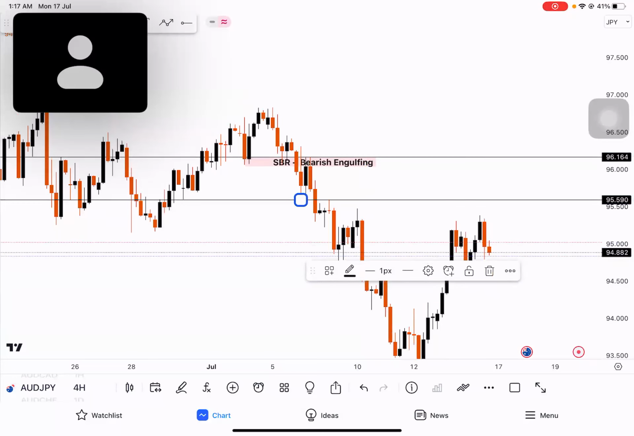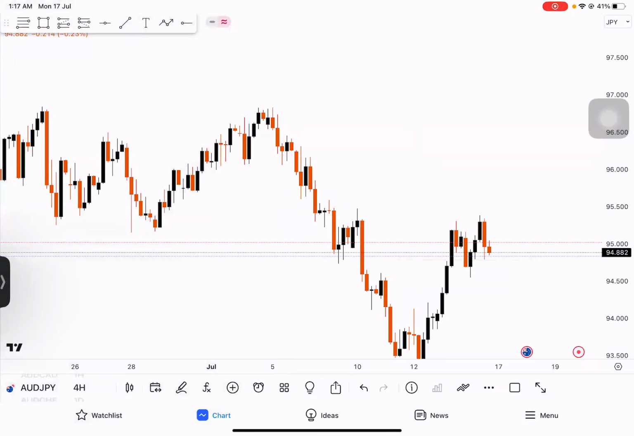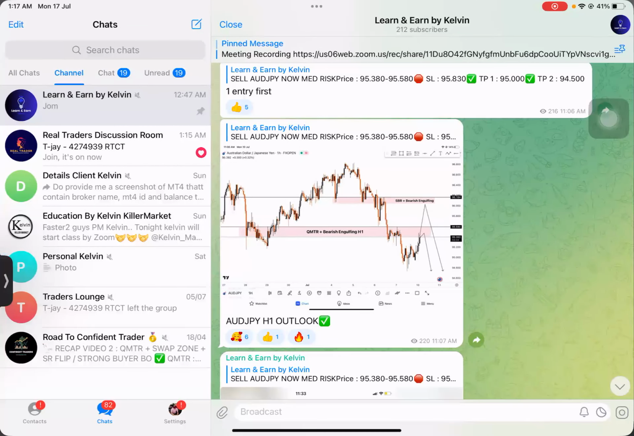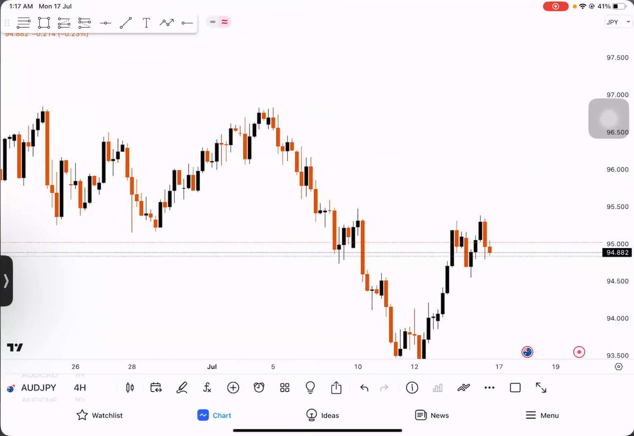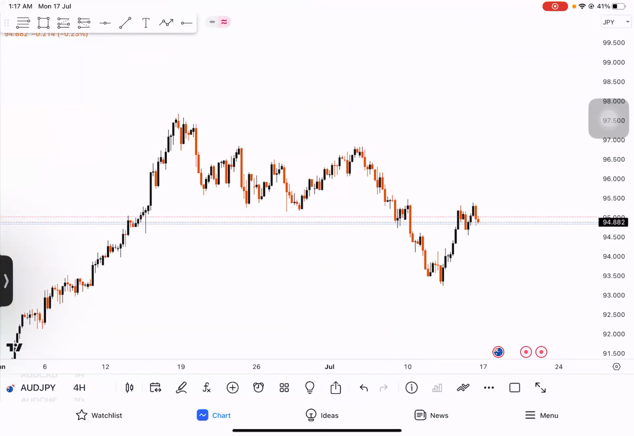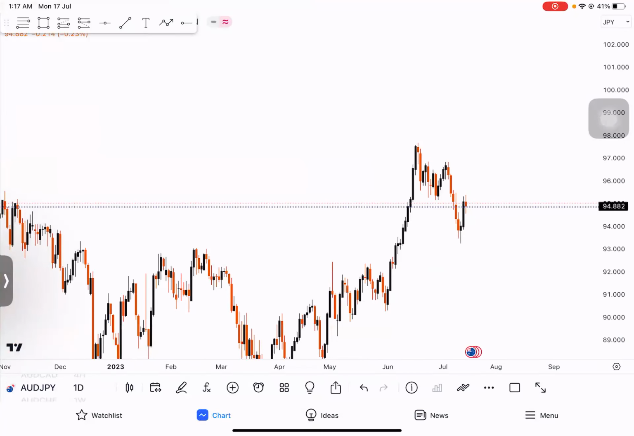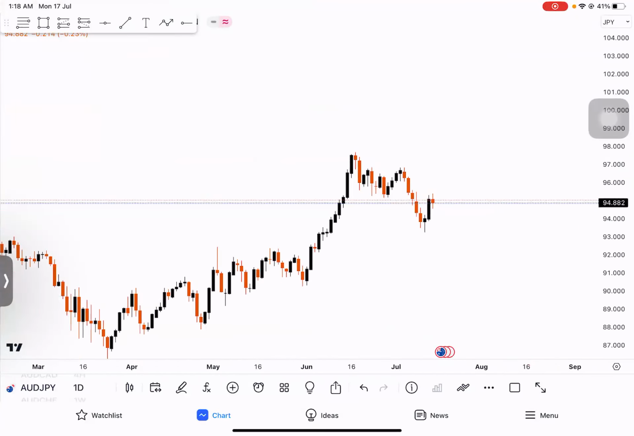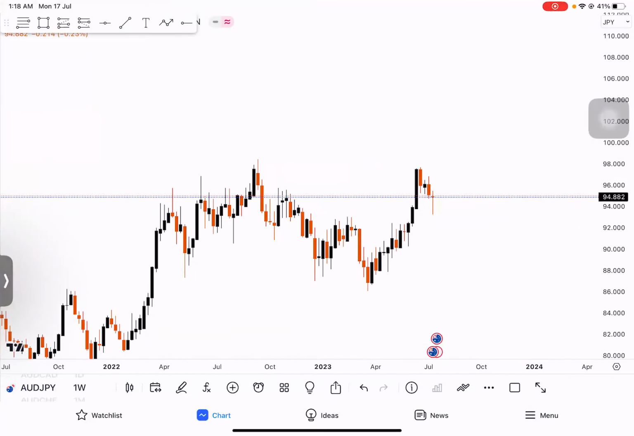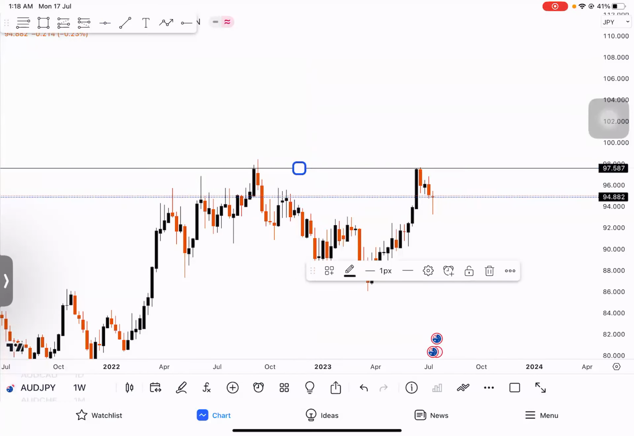On this area, I remove all the things first. You guys can refer in the Learn and Earn, which is this AUD JPY outlook. For right now, we are looking for sell. That time I was looking for sell because of the daily. For direction purposes, I will always start with daily first, and also weekly. If you want to see weekly or daily, you can look through this. On weekly, what I saw is the price is currently in the resistance area.